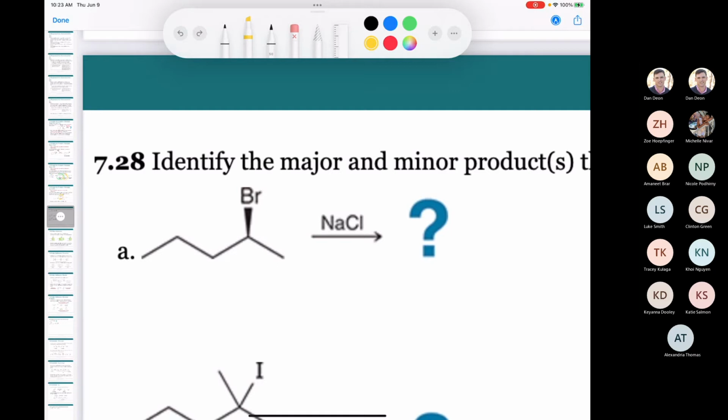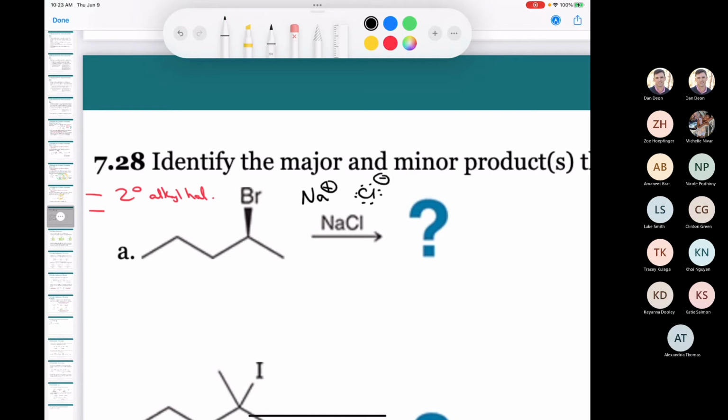Absolutely. This is secondary, so we'll pencil that in. It's a secondary alkyl halide. Then if we look at the chloride, so we have sodium chloride, right? We have Na plus and Cl minus.